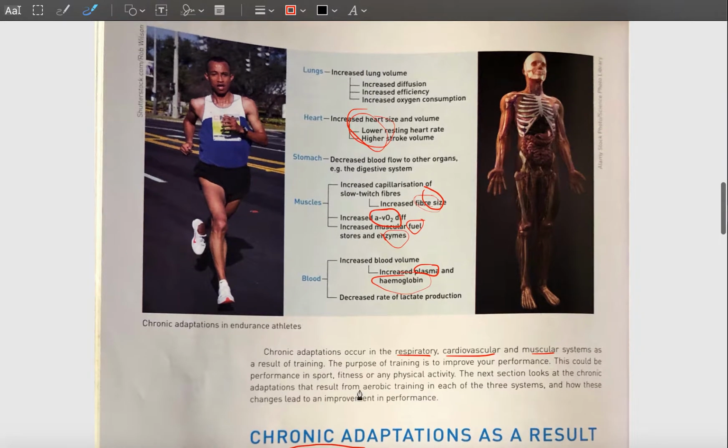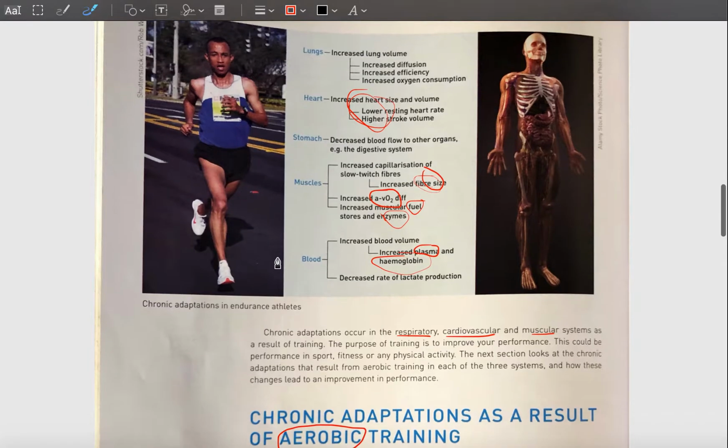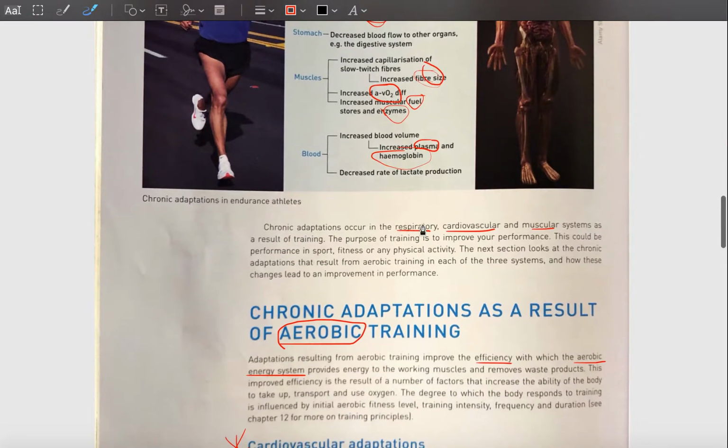So a lot of these things, one thing leads to another, which leads to another, which means that it's not one change that takes place, it's lots of changes that take place in the body. And if the athlete is able to sustain that training for 6 weeks or more, then the changes will be long term and they will stay around for that athlete. So chronic adaptations take place in the respiratory, cardiovascular, and muscular systems, and they all aim to improve performance.